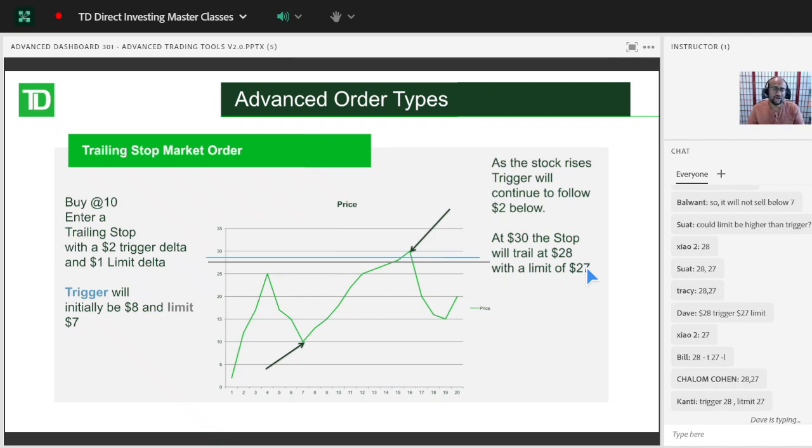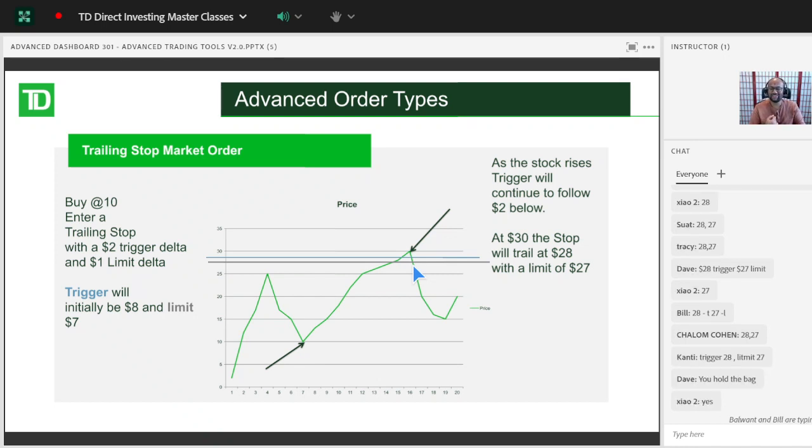Now, the one thing I will mention to everyone that you have to watch out for is, let's say the stock gaps down. So once it crosses 28, let's say it triggers at 28 and the next price available is like, let's say, 26.90. What do you think will happen in that case? Will my stock be sold? Yes, or it will not be sold? So yes or no. Dave says you hold the bag. Zhao says yes, it will be sold. Bawan says no, it won't be sold. Bill says no. The answer is no.